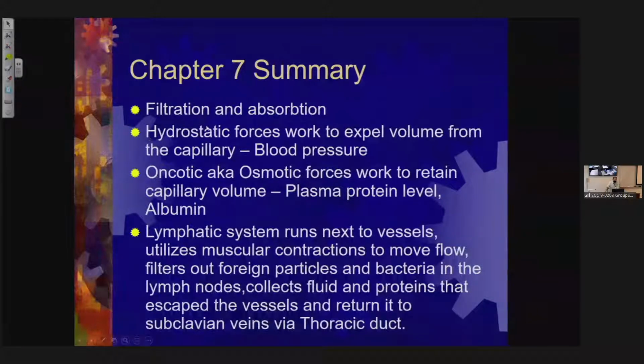And then hydrostatic forces work to expel volume from your capillary. That's your blood pressure. Oncotic, also known as osmotic pressure, works to retain volume, and that's your plasma protein level, the albumin I was just talking about. And then your lymphatic system runs next to your vessels and utilizes muscular contraction to move flow. And what else does the lymph system do besides bring the volume back? Have you ever been sick and gotten really tender lymph nodes under your neck and under your armpit? It also filters out foreign substances, bacteria, debris. So the lymph nodes are filters. That's part of your lymph system.